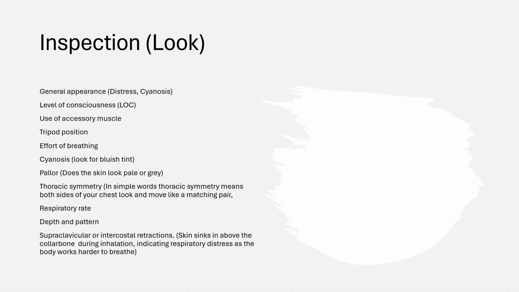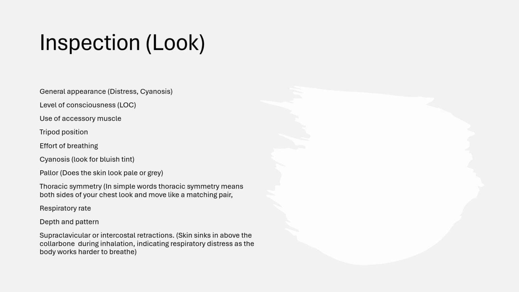Let's talk about inspection. You need to inspect the general appearance of the patient, whether they look distressed or have cyanosis. Check the level of consciousness, whether they are alert or if they know the time or where they are at the moment. Check if they are using accessory muscles. Check if they are in the tripod position, which means constantly leaning forward and not being able to lie flat. Check the effort of breathing. Look for the bluish tint, as I explained before, and check the pallor, if the skin looks pale or gray.